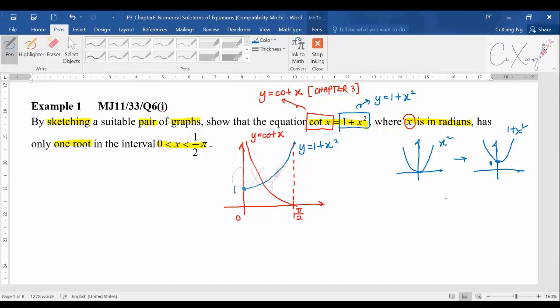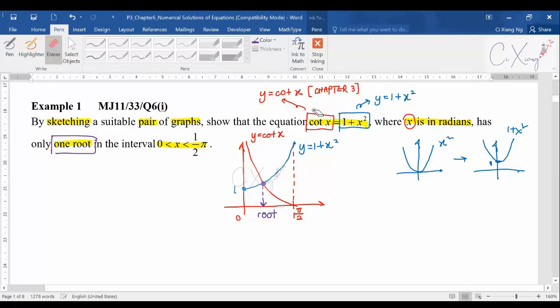All right, so here we already tried to fulfill all the things that they want. The first one is to sketch a pair of graphs. I have 2 graphs already for the particular equation between the interval from 0 until pi over 2. So how can I prove that there's only one root? The root in the graph is actually the intersection point of both graphs. So how many intersection points are there between 0 and pi over 2? There's only one intersection point, right? So it is very obvious that there's only one root within the interval. This is the complete graph that you should show them.